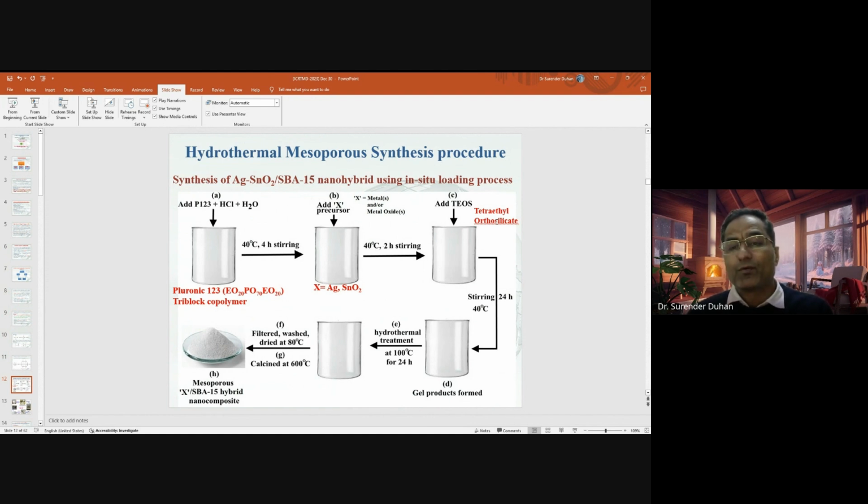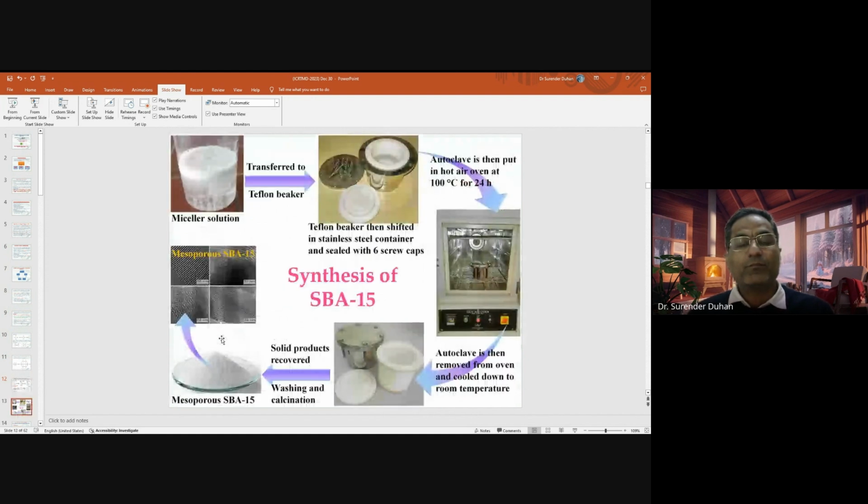After stirring 24 hours at 40 degrees Celsius, a gel product is formed. After this step, hydrothermal treatment at 100 degrees Celsius for 24 hours. After hydrothermal treatment, it is filtered and washed, dried at 80 degrees Celsius, and calcined at 600 degrees Celsius, and mesoporous SBA-15 hybrid nanocomposites are formed. This is in the form of powder.